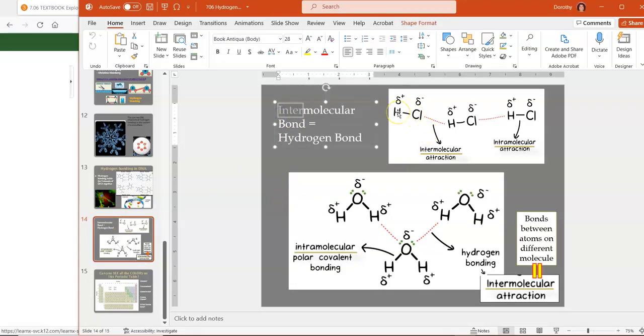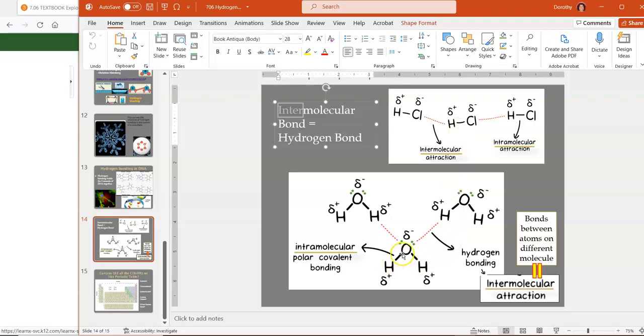You can see the hydrogen bonded to the chlorine is an intramolecular bond, but the chlorine on this molecule bonded to the hydrogen on this molecule, with this weak hydrogen bond. It's always a weak bond, not a strong bond. This weak hydrogen attraction between the negative chlorine and the positive hydrogen on two different molecules is an intermolecular bond, molecule to molecule.